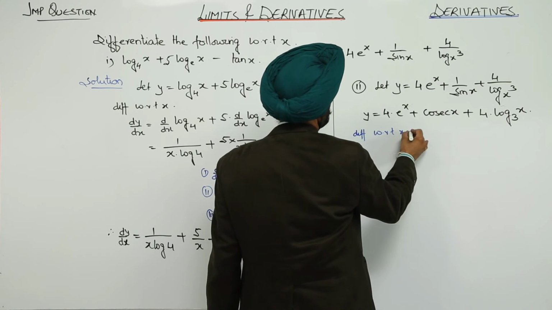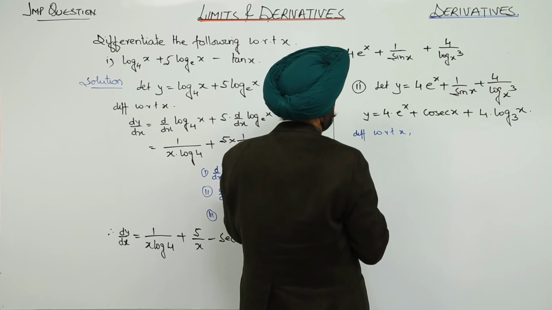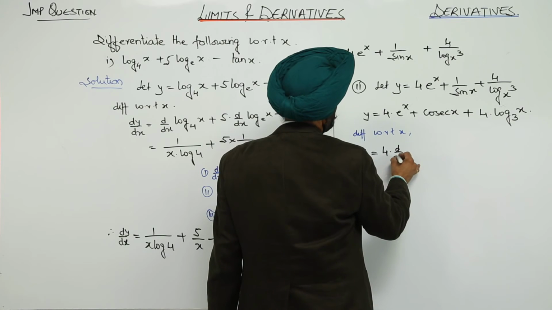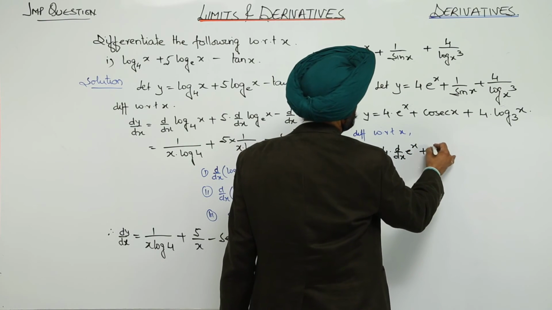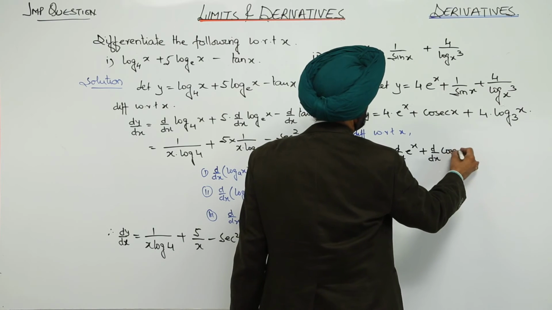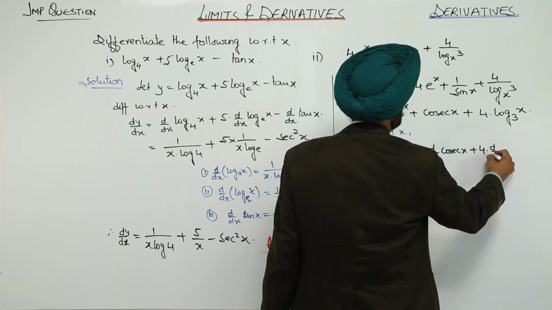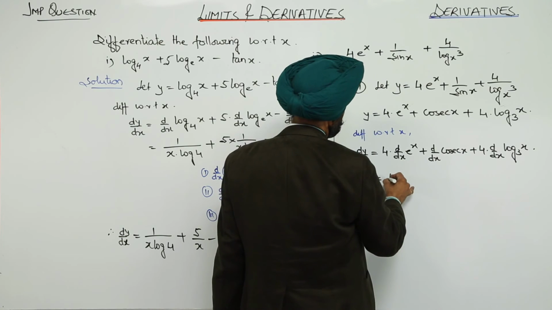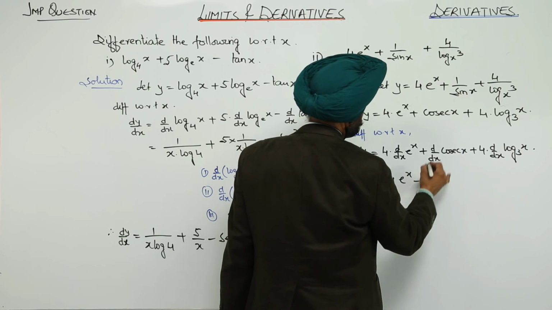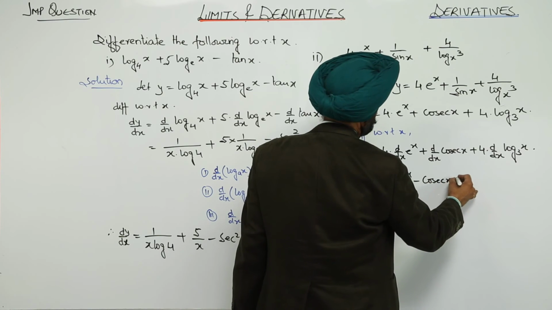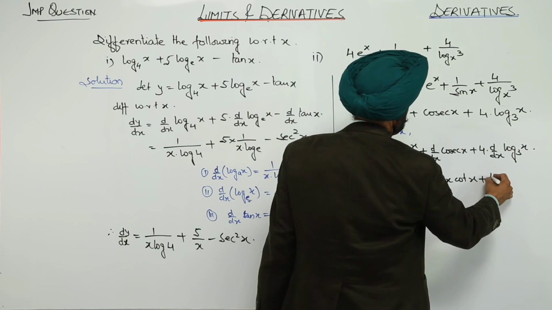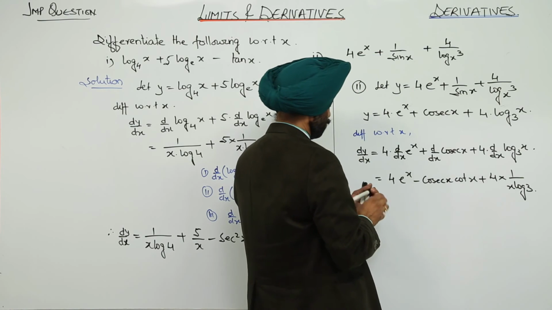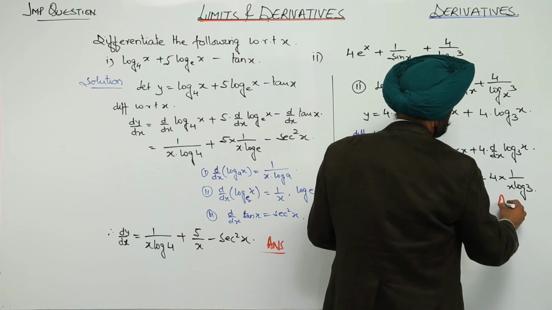Now differentiating with respect to x, dy by dx is equal to 4 d by dx of e raised to power x, plus d by dx of cosecant x, plus 4 d by dx of log base 3 x. So this is 4 e raised to power x minus cosecant x cot x plus 4 times 1 upon x log 3. This is the answer.